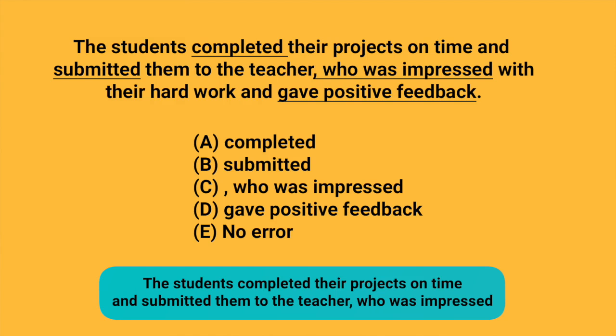Now we're starting a relative clause, and as you know, the subject of the clause should be what directly precedes it. In this case, it is the teacher who is impressed. It should also be separated by a comma, which it is, so this is still good.